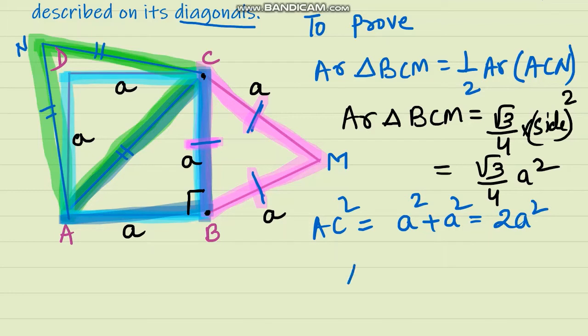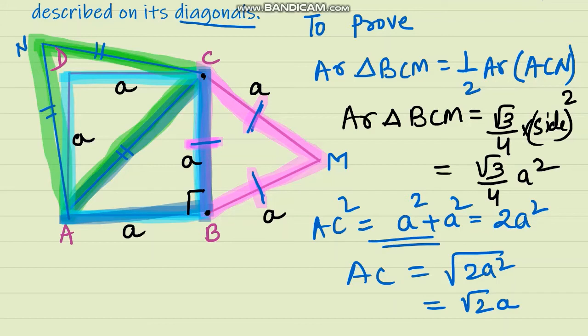So from here AC will be equal to root of 2a square. That means it will be equal to root 2a. This is done by Pythagoras theorem because your angle B is equal to 90 degrees. So that means AC is equal to root 2a. So CN is also equal to root 2a and AN is also equal to root 2a. So how will you find the area of triangle?